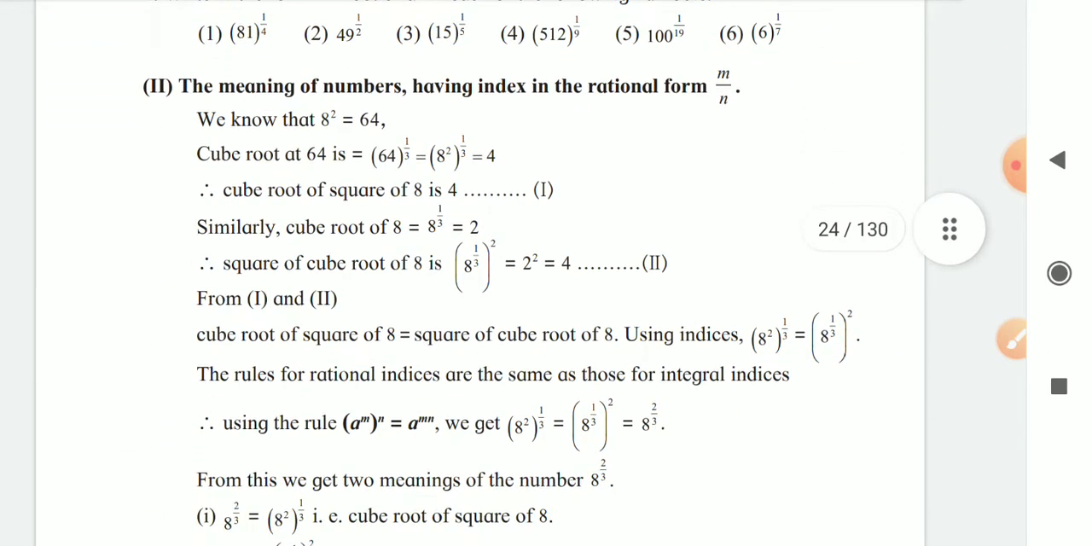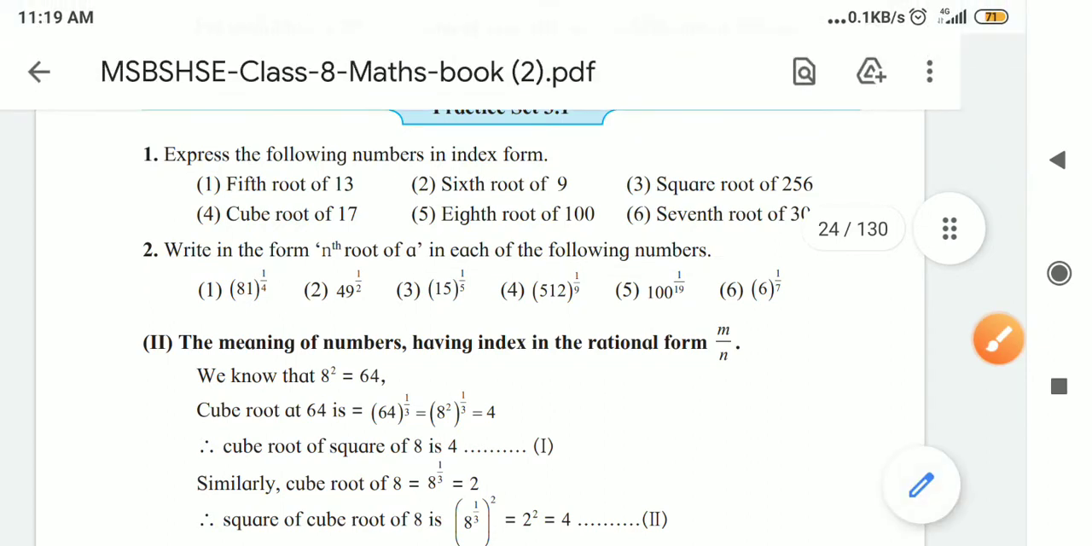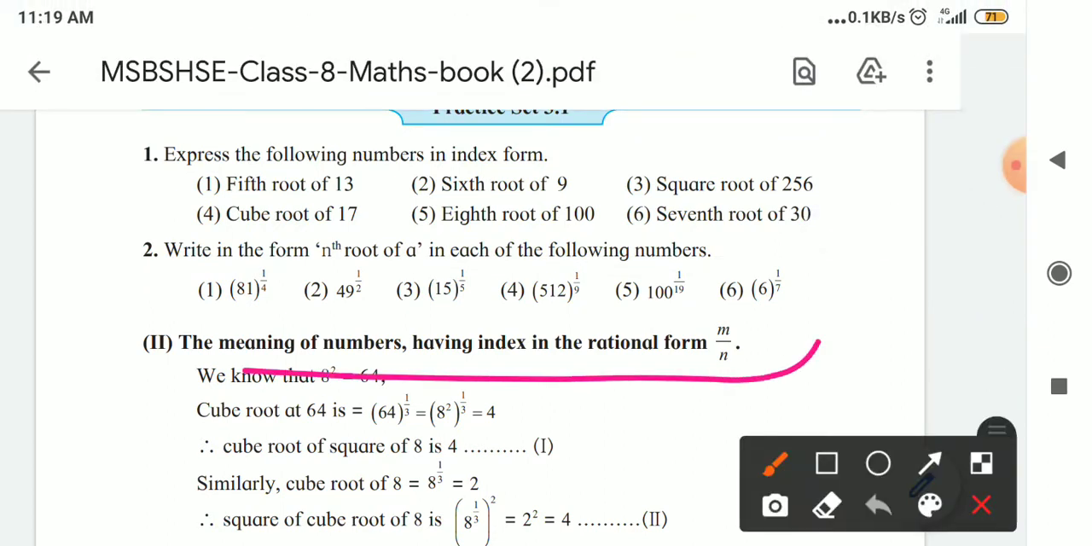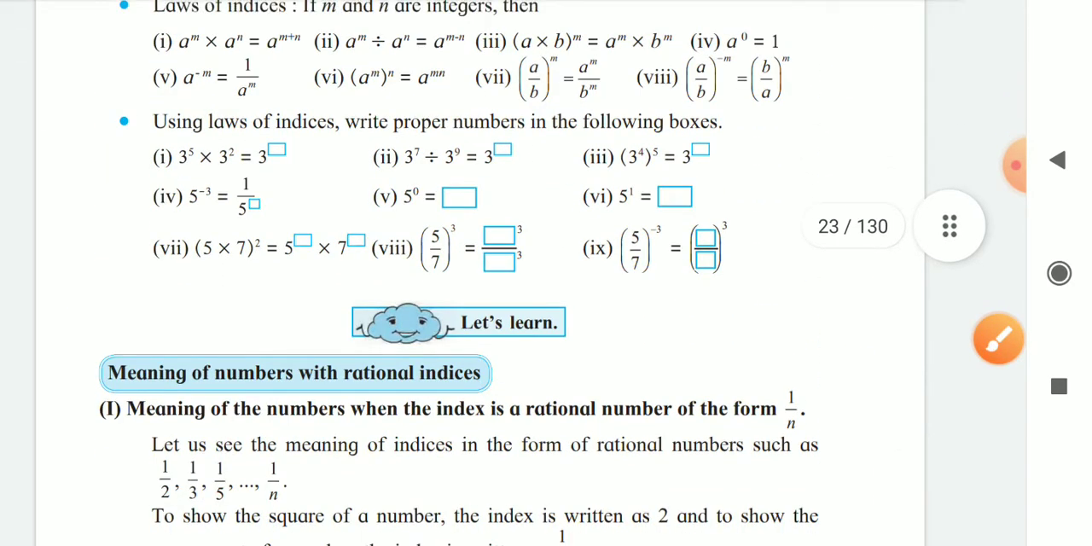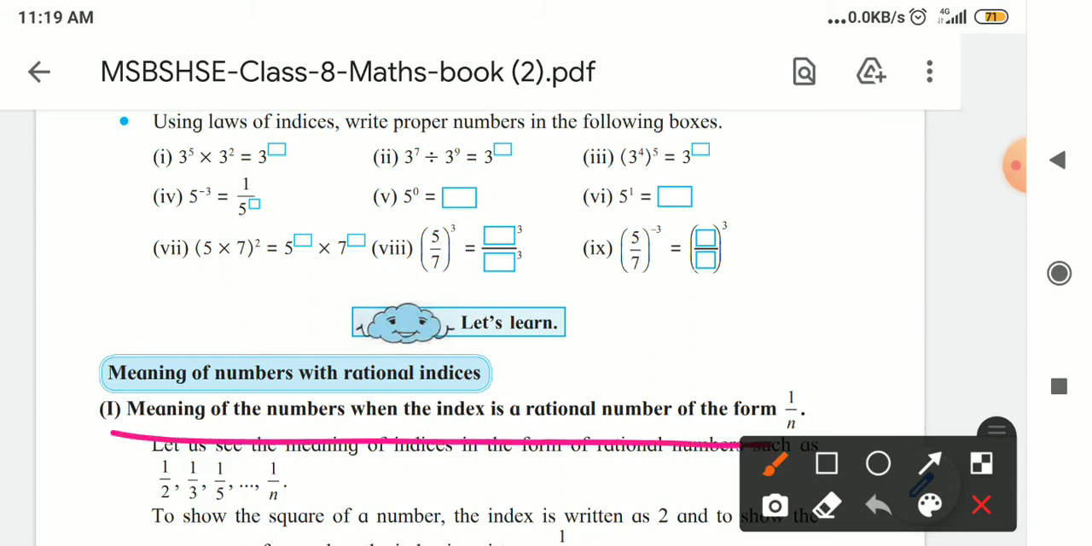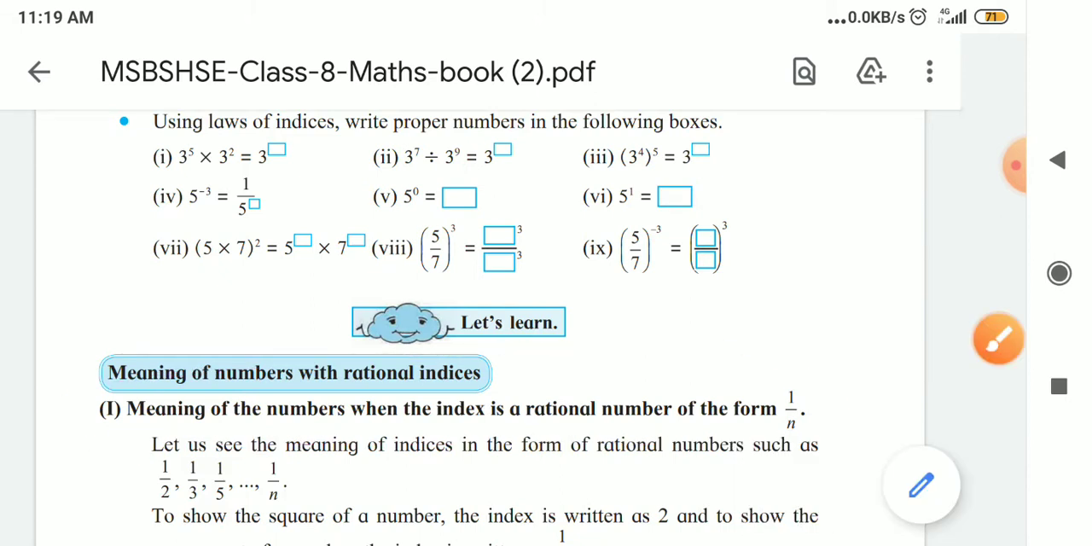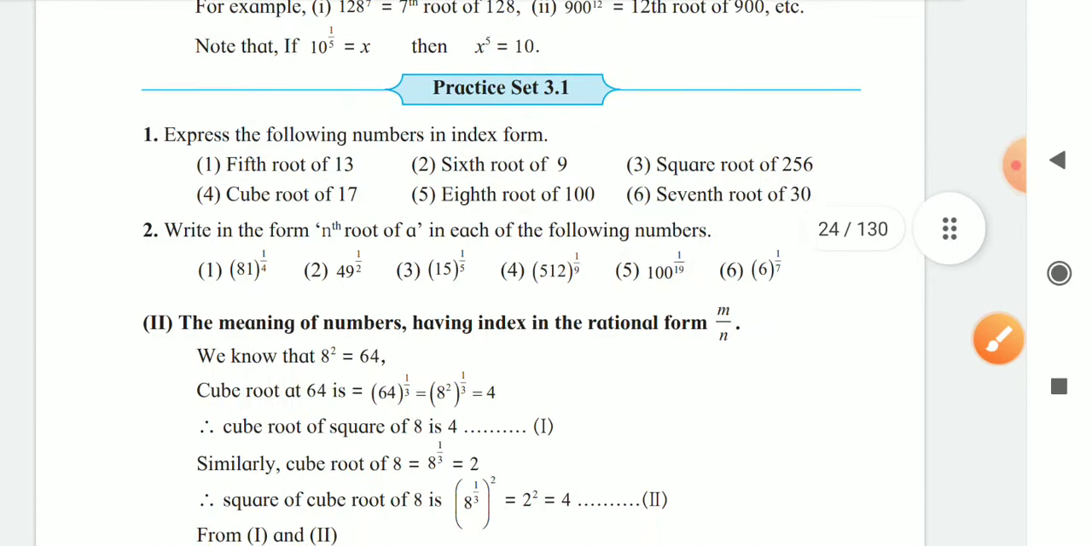And inside it, yesterday we saw the meaning of a number having index of the form m upon n. Sorry, not that, today we are seeing that. Yesterday we saw the 1 upon n form. This time we will see the m upon n form.